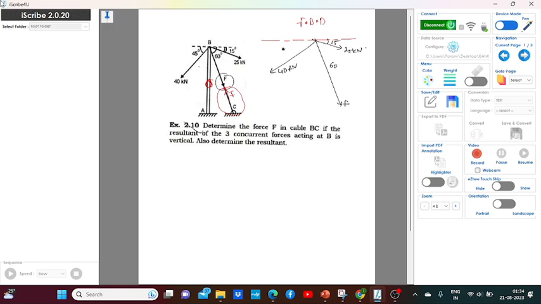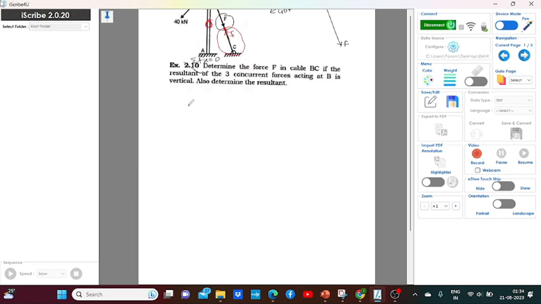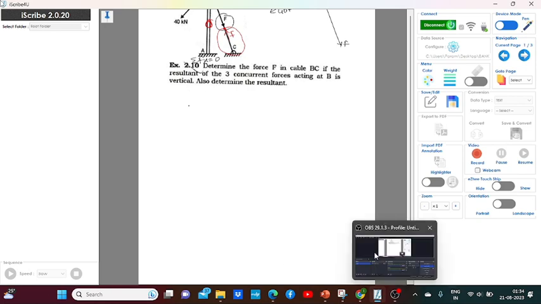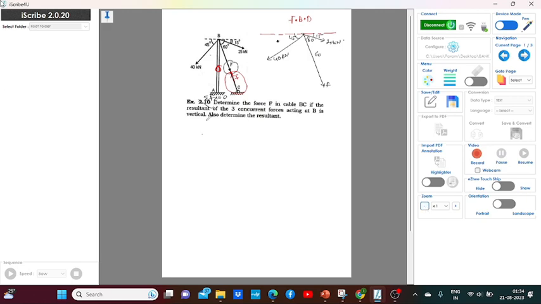I need to resolve all the forces. This was 60 and this was 45. I need to resolve the forces, and I have to do summation F of x equal to 0. If the resultant is vertical, your summation of F of x will be equal to 0. Let me write it over here. Summation of F of x will be equal to 0 because the resultant is vertical. First, let me resolve the forces. When I resolve the forces, one force will go like this, another force will go like this.